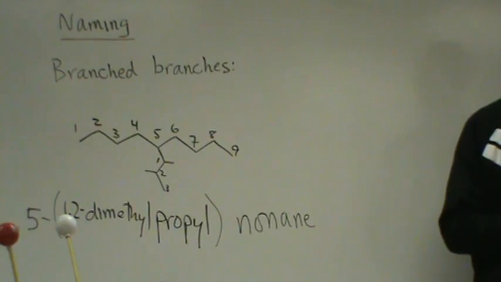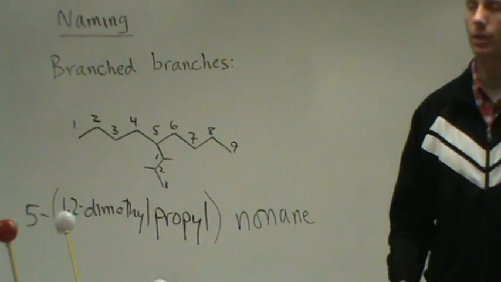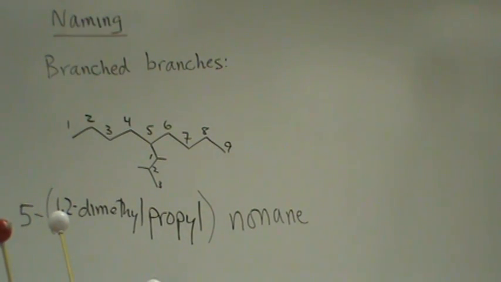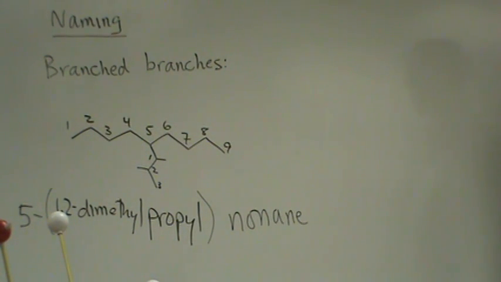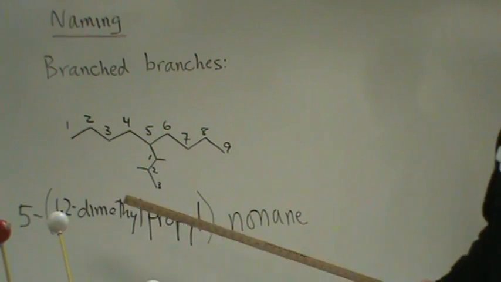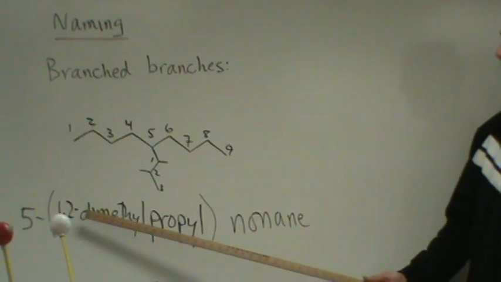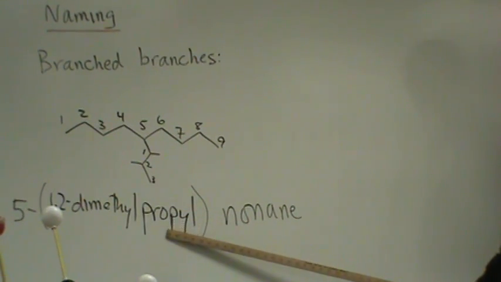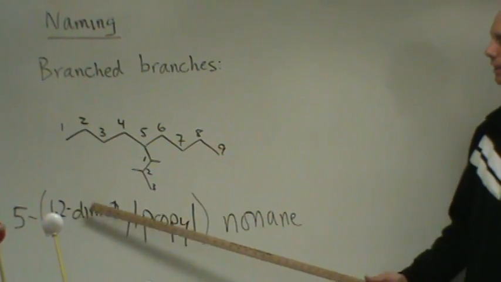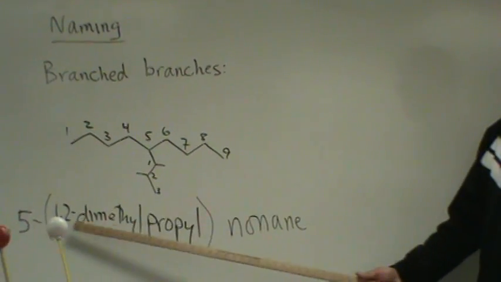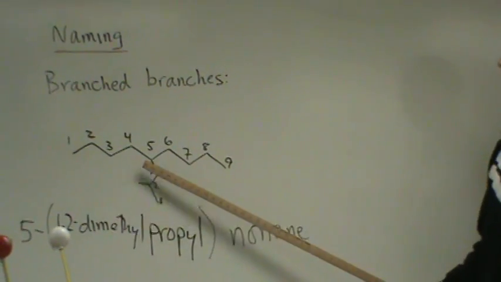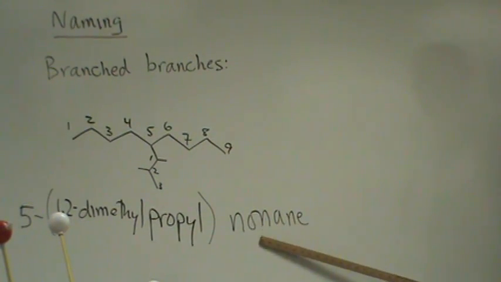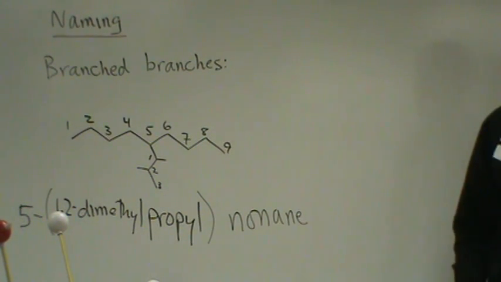So this is how we deal with these branches, or sometimes they're called complex substituents. So I name the branches on the branch, put it in parentheses, then put the number where that whole thing is attached on the parent chain. Those things are a little tricky.